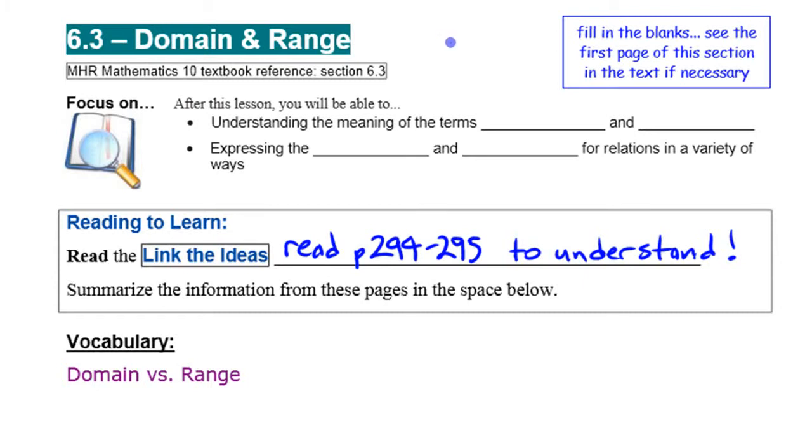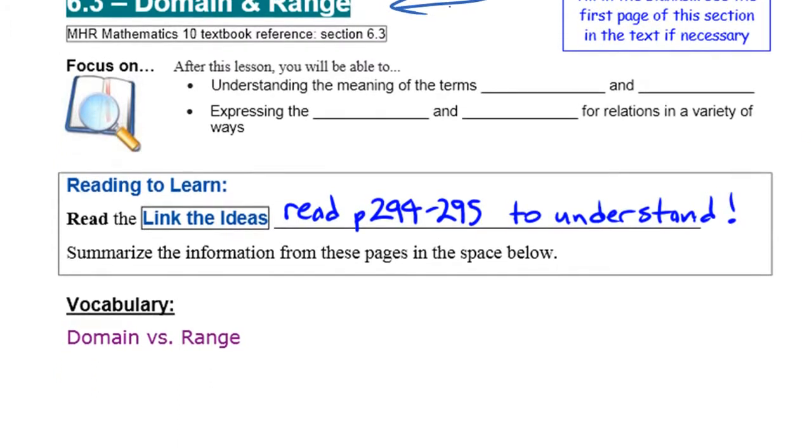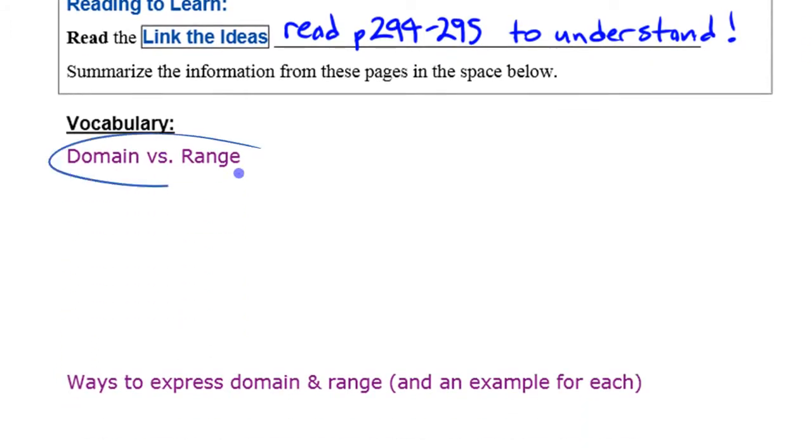Okay, this section on domain and range. You need to learn, first of all, what those two words mean. And then you have to be able to actually find the domain and the range for a relationship between two quantities. So I'm not going to write down dictionary or textbook definitions of these right now.